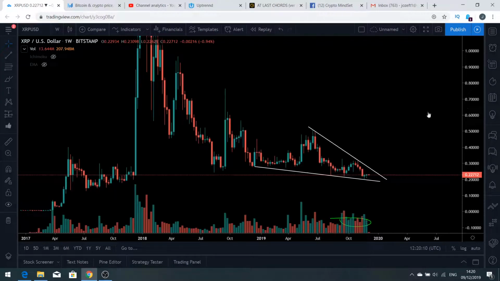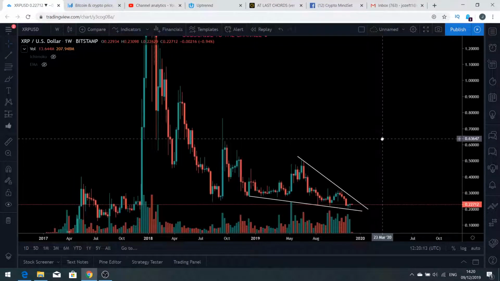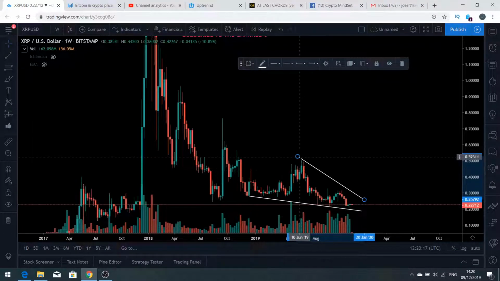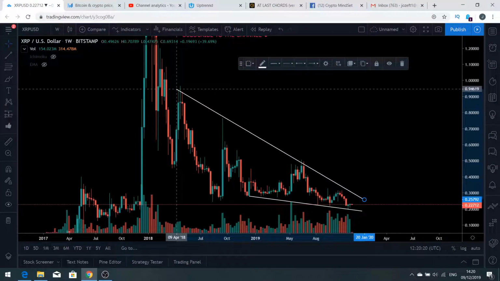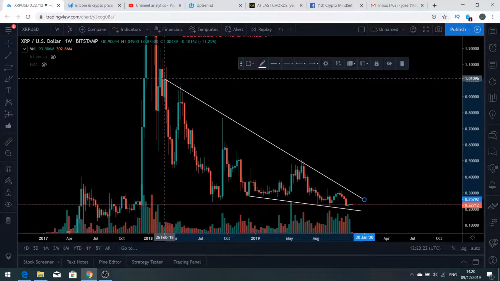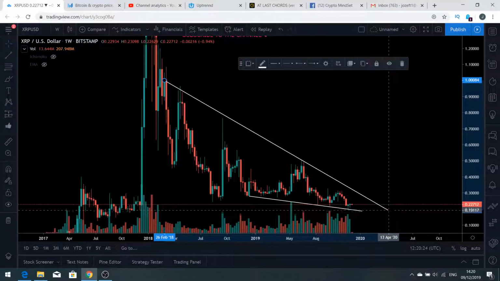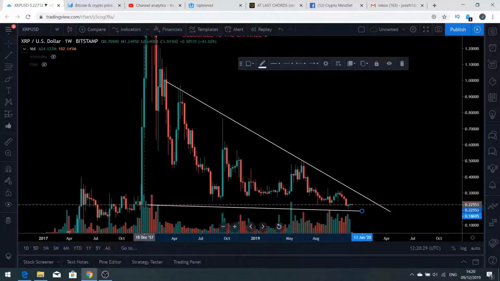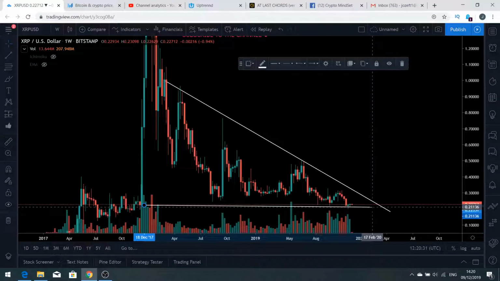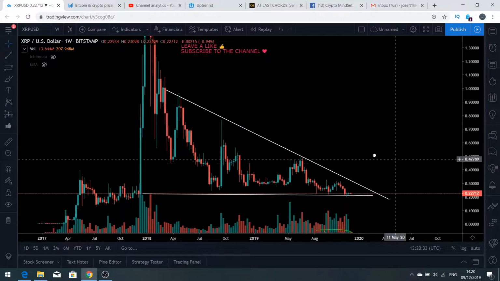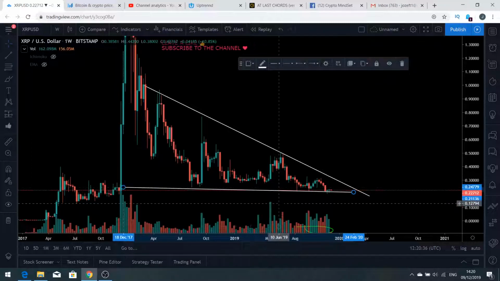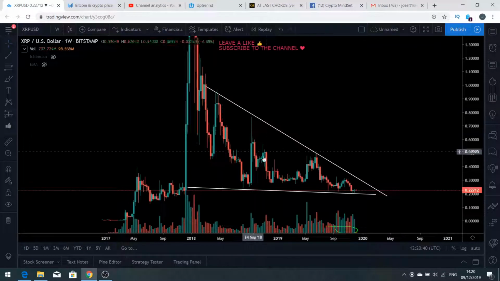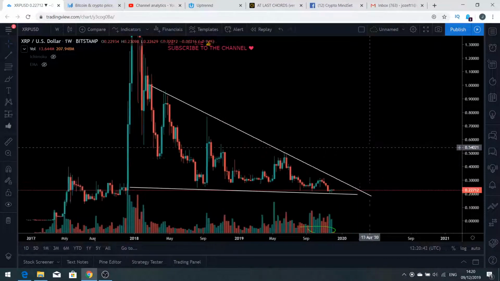But the bearish scenario looks a little bit more likely to me, because if you look at it on the longer time frame, you can draw it to look like a big descending triangle. And a descending triangle usually breaks to the downside with a massive breakdown, high volume, and big red candles. So this is the bearish scenario.